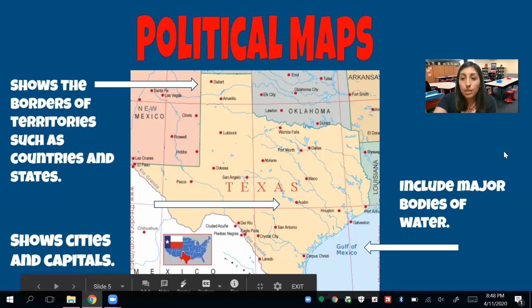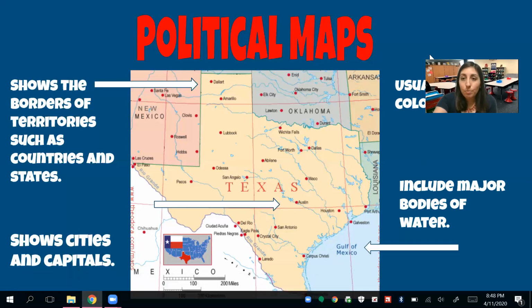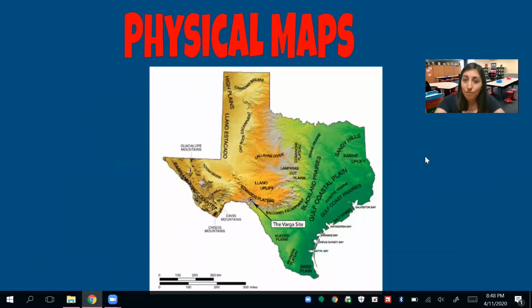And then most of the time, they're going to be very colorful. That's what that says behind me, they're going to be really colorful, because they want each territory, each state, each country to be a different color, so that you can clearly see the defined borders. So political maps are usually a lot more colorful than some of the other types of maps, which leads us into our next type, which is physical maps.